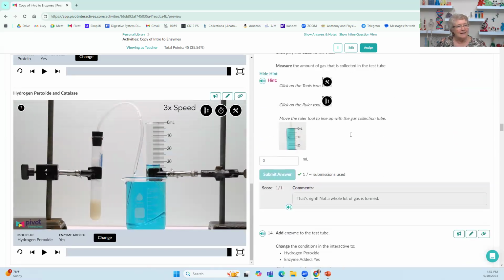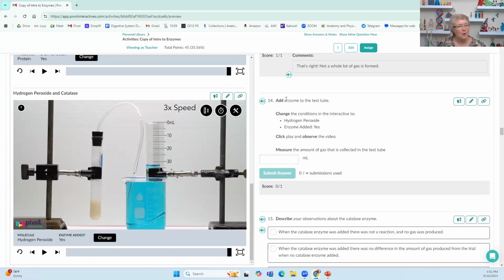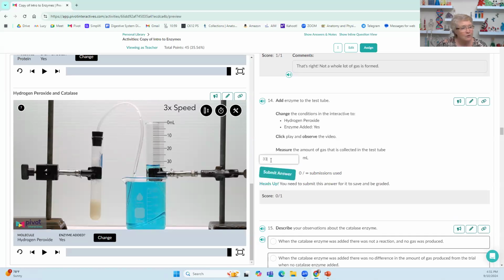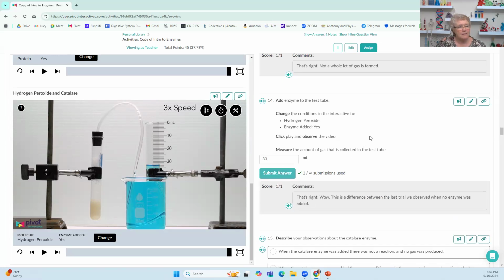That's okay. All right, so we are on question 14 in part 2. We added the enzyme. Now we're going to measure. So when we measure, we're going to go at the bottom of this meniscus, at the bottom of this little thing right here. So it's going to be 10 milliliters, 20, 30, but we're not quite at 35. So maybe 33 milliliters. So let's put in 33 and submit our answer. That's right. That's a difference between the last trial when we observed when no enzyme was added.